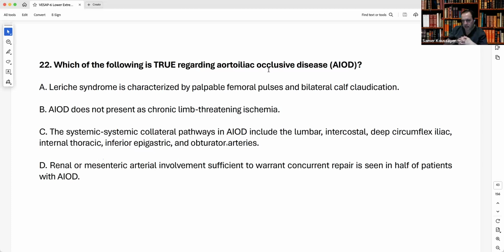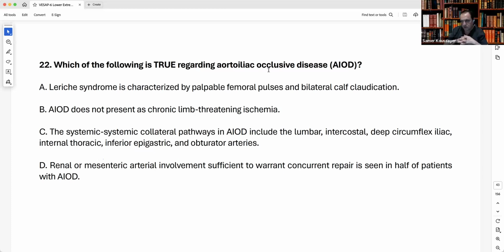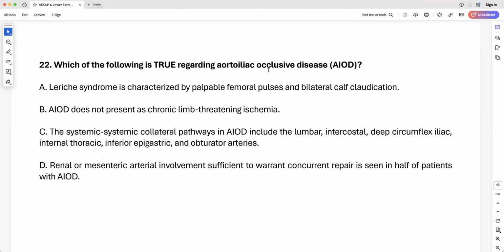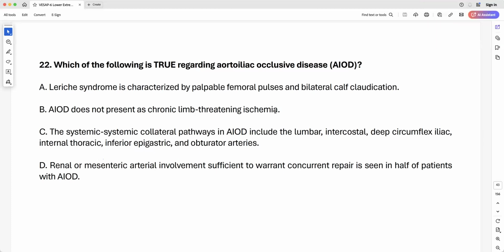Through what? You know what the collateral is called? Arc of Riolan. That's correct. And what's the other one called? Artery of Drummond. That's good. All right. Any question about this one? No, thank you.